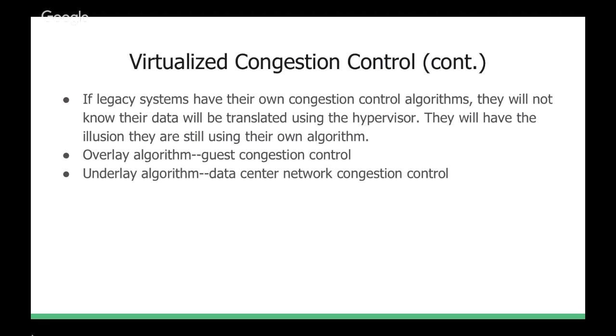These legacy systems and even recent systems have their own congestion control algorithms to make themselves more efficient. When they send their data out, they think that their own algorithm is working. However, the hypervisor is located in between the data center and the virtual machines. When the data comes from the virtual machines to the data center, it passes through the hypervisor, which translates the overlay algorithm, which is the guest congestion control algorithm, and translates it and overwrites it to the data center's network's underlay algorithm. This means that the guests won't know that their data is being translated and using another algorithm other than its own.